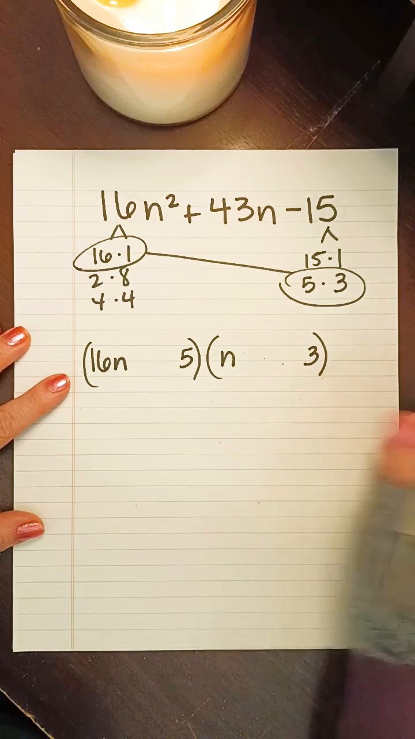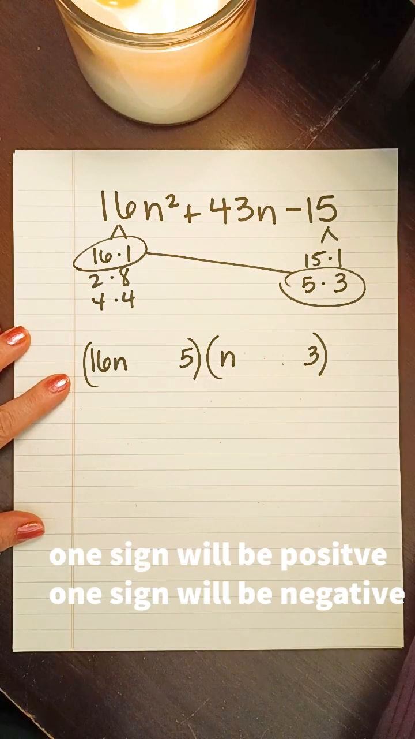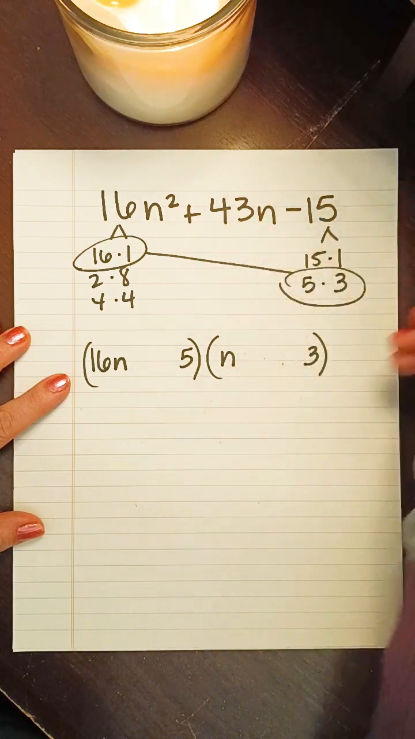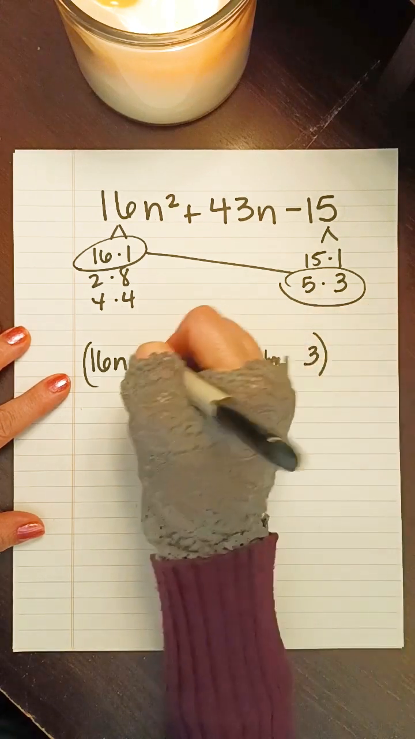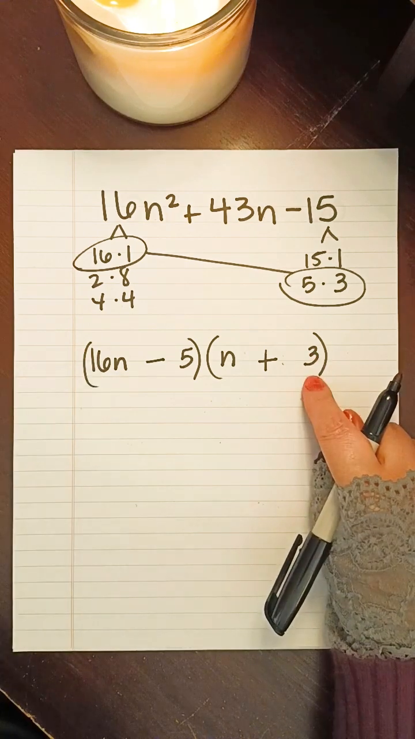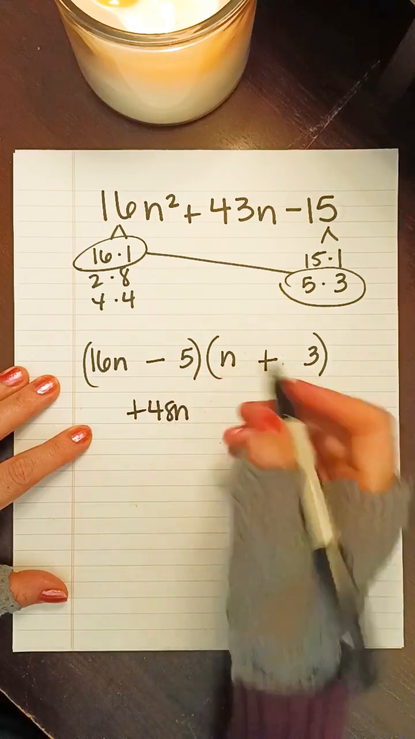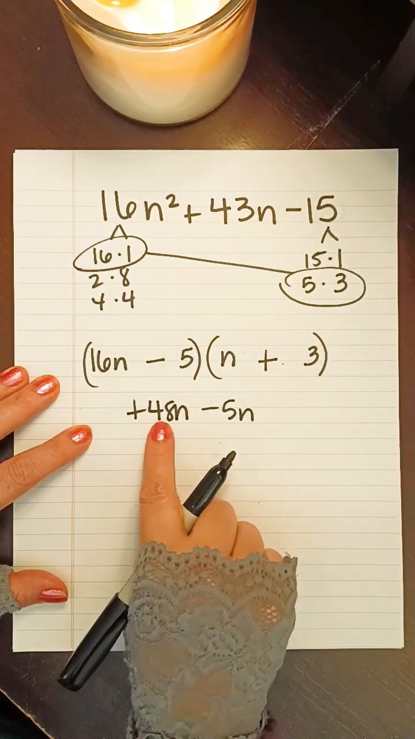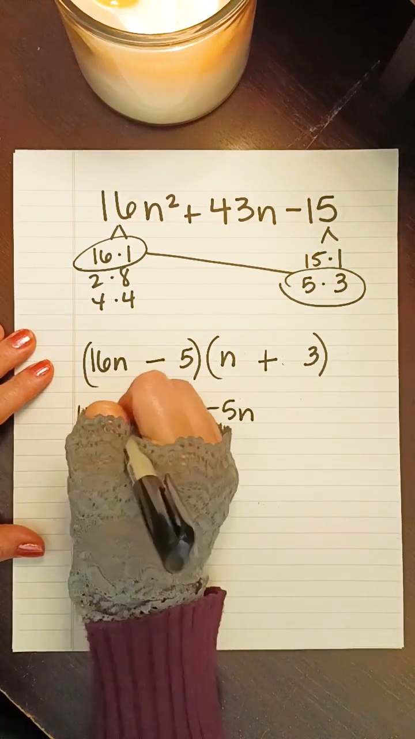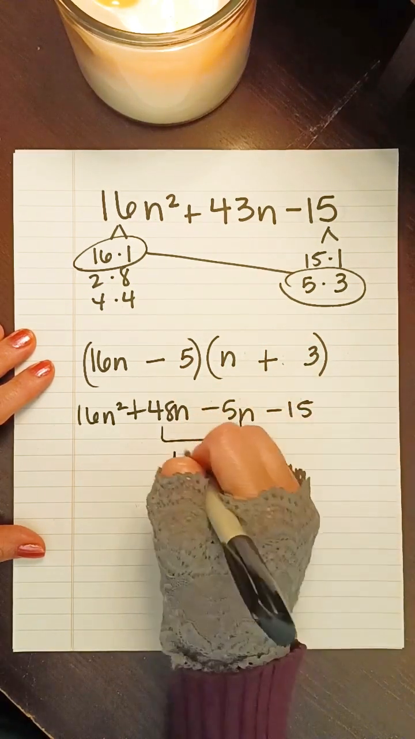All right, so now I need to multiply to get a negative 15. So one sign needs to be plus, one sign needs to be minus. Those need to add to be positive 43. So I'm going to put the plus sign here and the minus sign here because 16n times positive 3 is positive 48n, right? And negative 5 times n is negative 5n, which is 48n's minus 5n's, which is 43. And this is 16n squared, and this is minus 15, these two. So then again, this is a 43n.